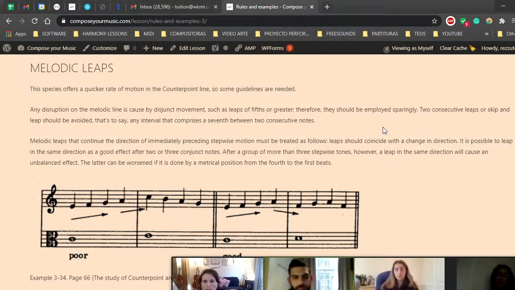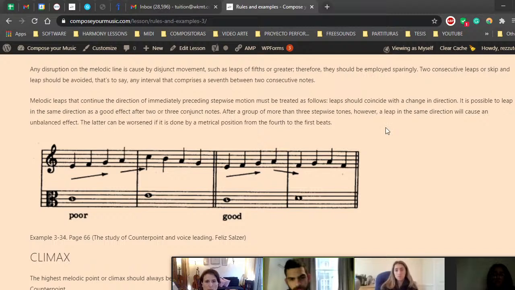Melodic leaps that continue the direction of immediately preceding stepwise motion must be treated as follows. Leap should coincide with a change in direction. It is possible to leap in the same direction with good effect after 2 or 3 conjunct notes, so stepwise motion notes. After a group of more than 3 stepwise notes, however, the leap in the same direction will cause an unbalanced effect.